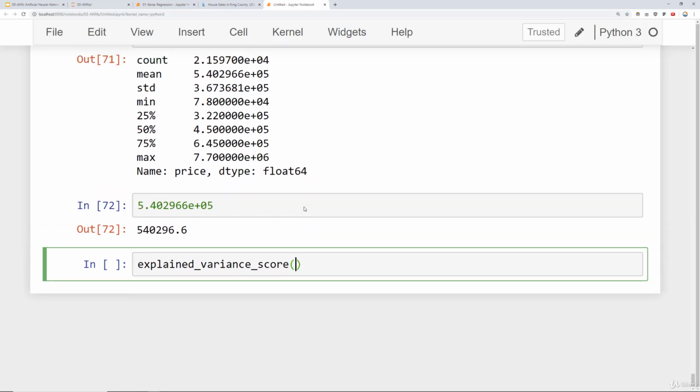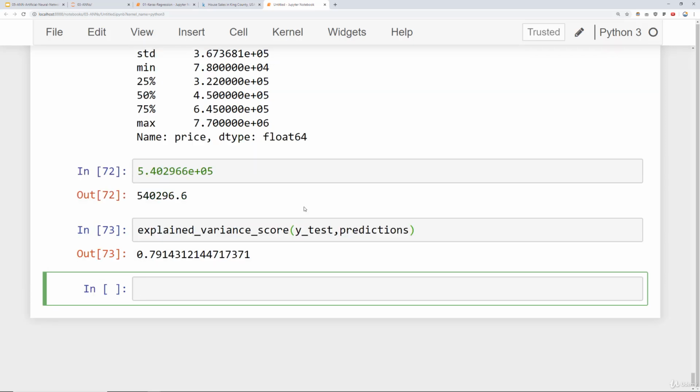But what we can do here, same as before, is pass in our y-test values versus our predictions, and we're getting an explained variance score of somewhere around 0.8. So in this case, 0.79. So that's just merely okay. Again, it really depends on the context. Do we have a previous model that actually performs better than this?